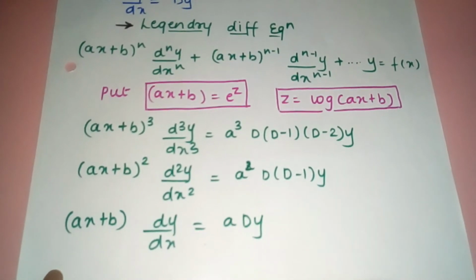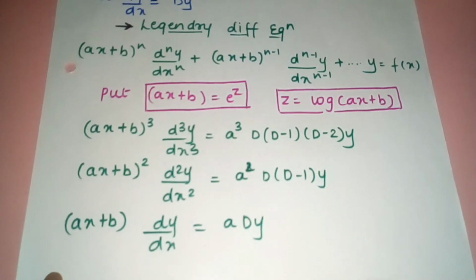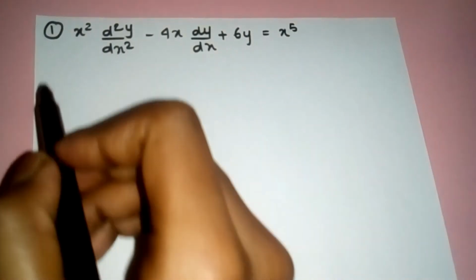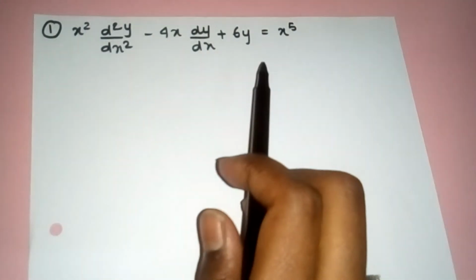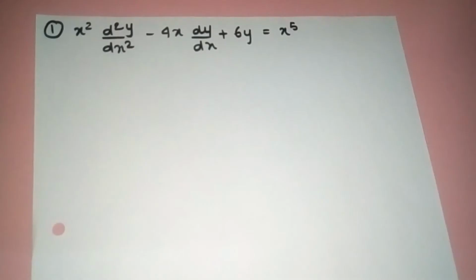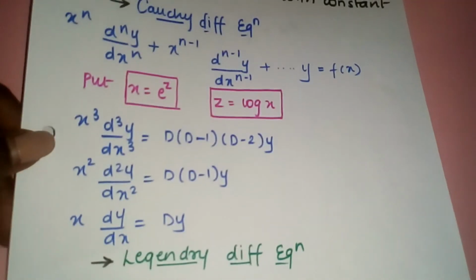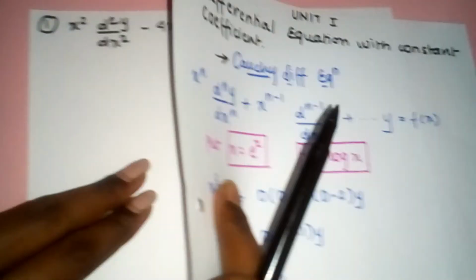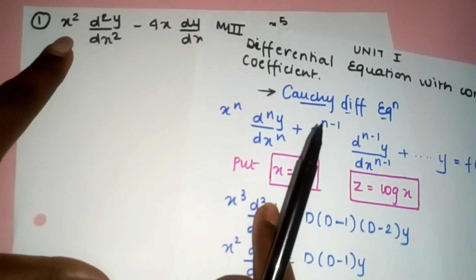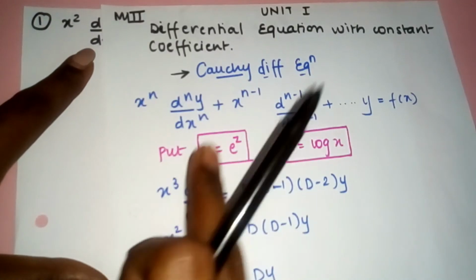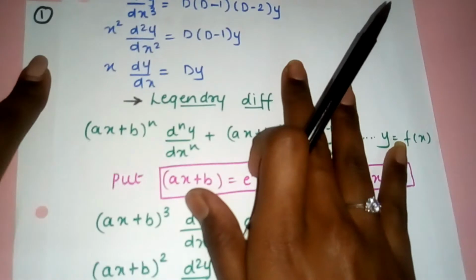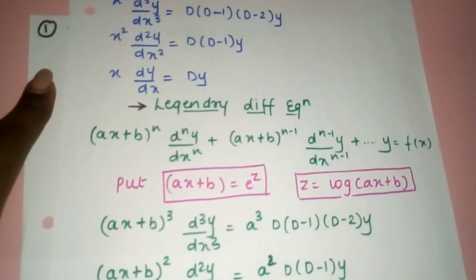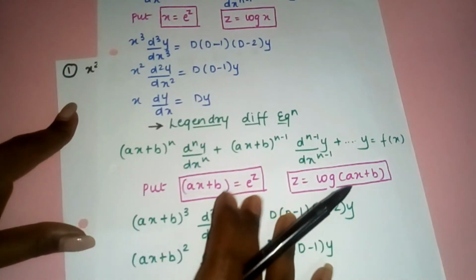So now I'll take some examples to make the Legendre and Cauchy methods more clear. Here we have taken one sum. First we have to identify whether it is Legendre or Cauchy. It is x raised to n, and here also we have x raised to 2. So this is the Cauchy method, because in the Legendre method it would be ax plus b raised to n. So we understood that this is the Cauchy method.